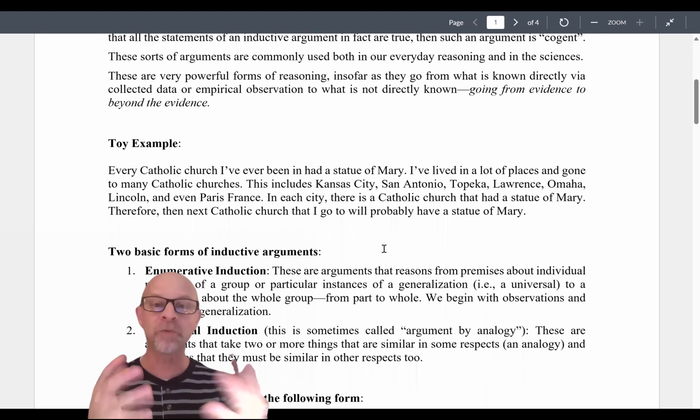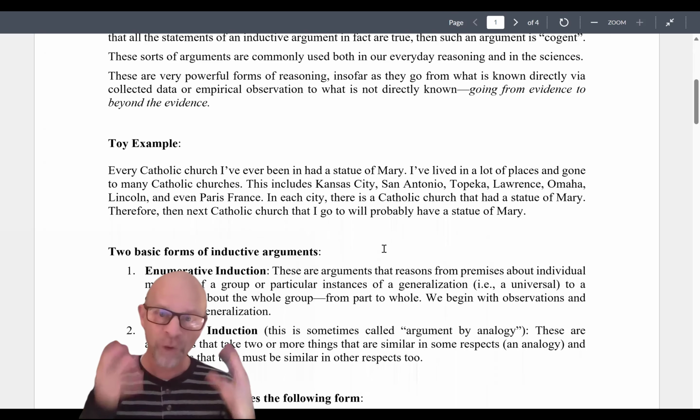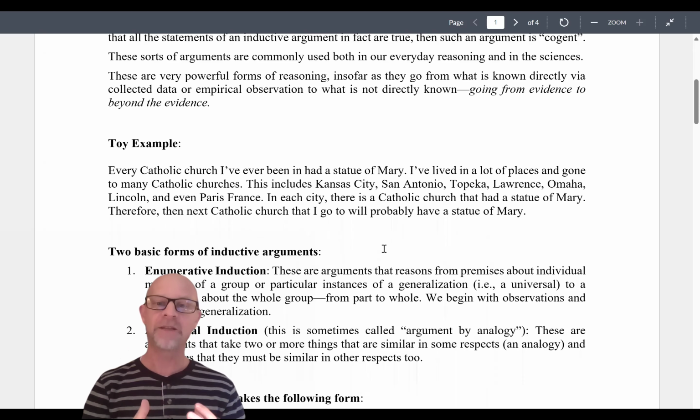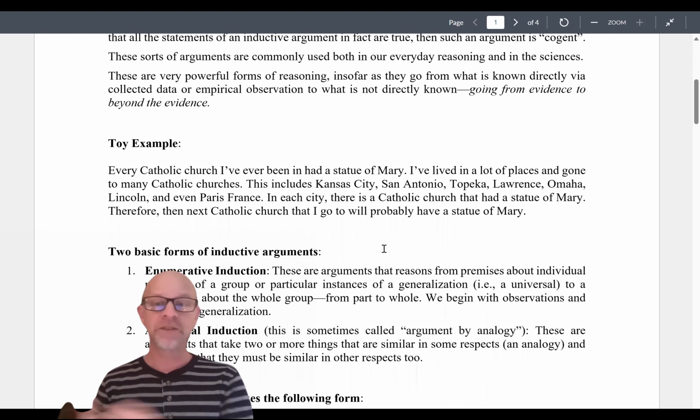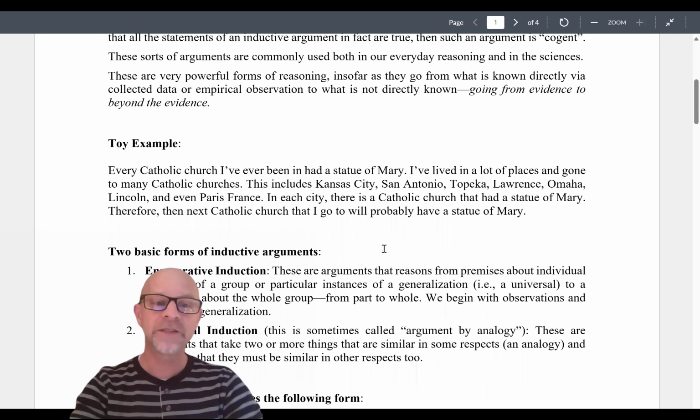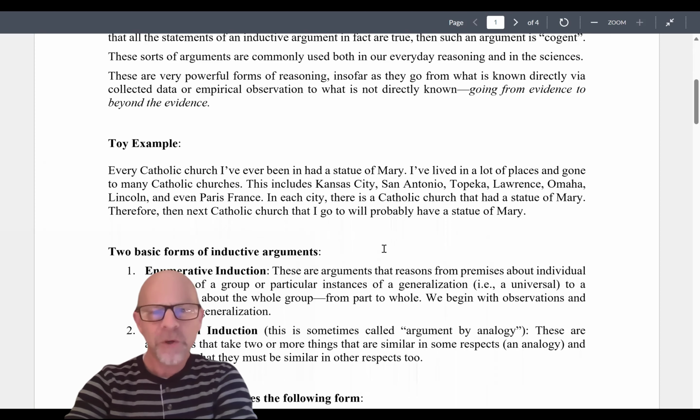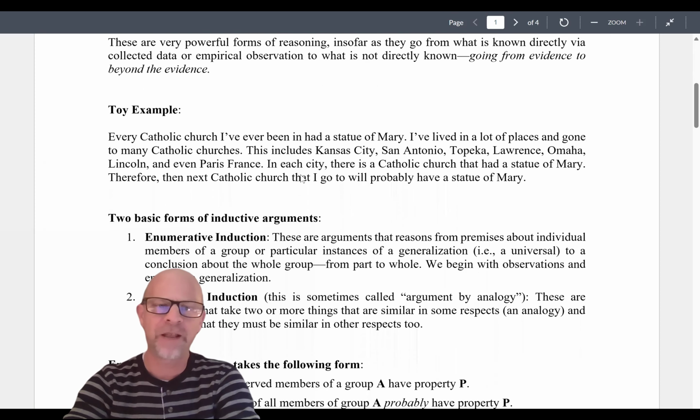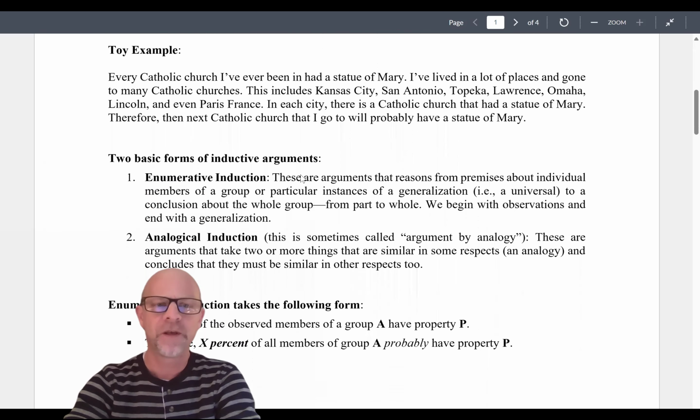Maybe we've gone out and done some research of some form. So we've got this information, and so we go from what we know to something we don't know, right? So we are arguing from evidence to a conclusion that goes beyond the evidence. Here's a kind of toy example that I like to use to illustrate this point.